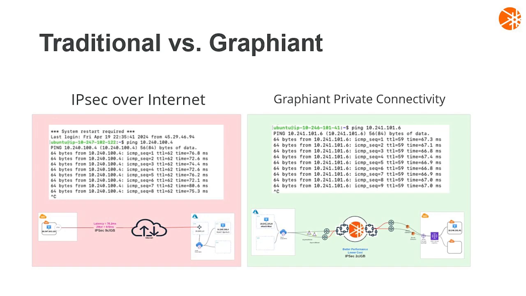One test that we did is a comparison between IPsec over internet versus Graphiant private connectivity. As you can see, with IPsec over internet there is no SLA, and the latency is about 15% higher than our private connectivity: 75, 76 milliseconds versus our 67. You can also take a look at the jitter. Over IPsec over internet, the jitter is all over the place, and our jitter is consistently under 0.5 milliseconds.